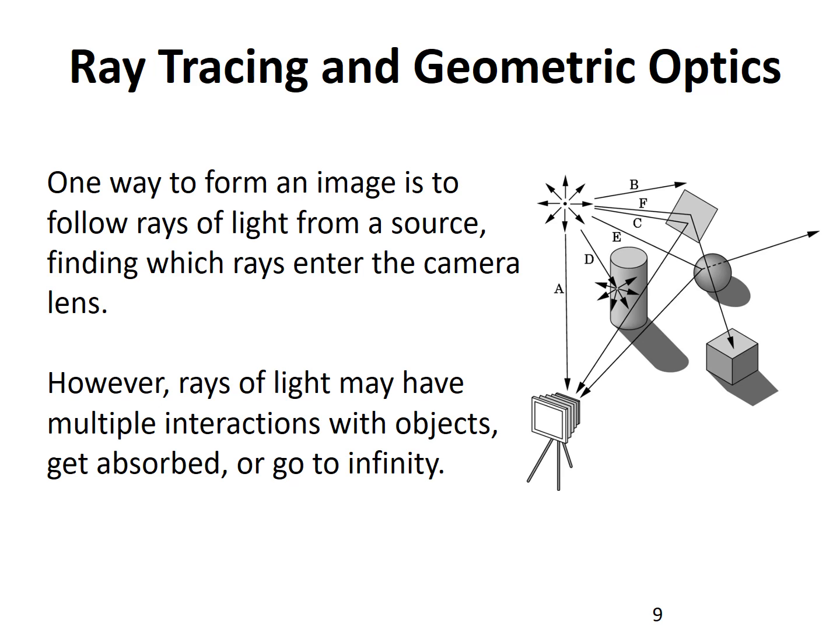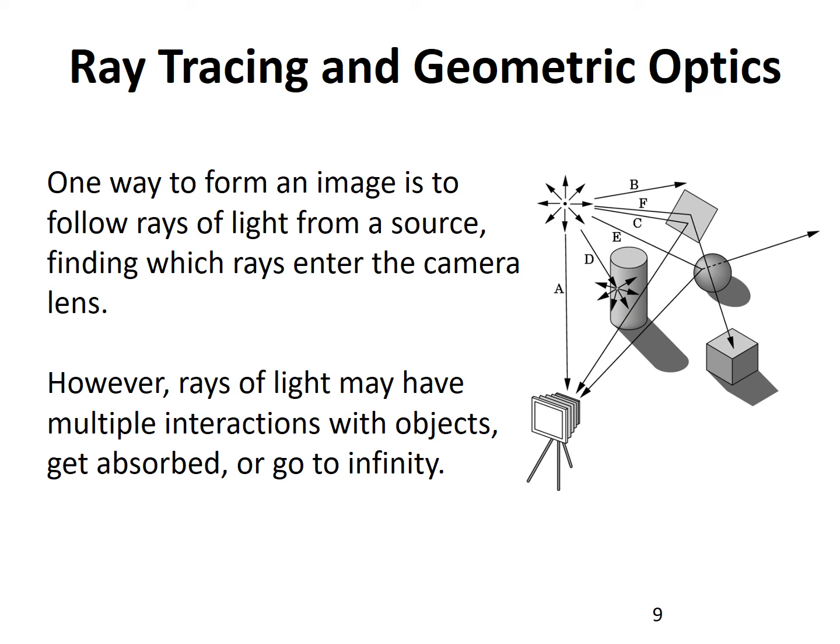So how is an image actually formed? Let's look at ray tracing and geometric optics. One way to form an image is to follow rays of light from a source, finding which rays enter the camera after striking different objects.